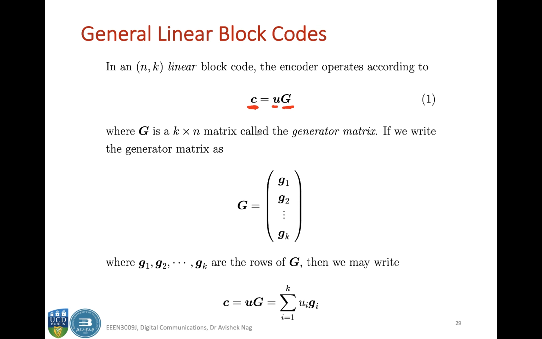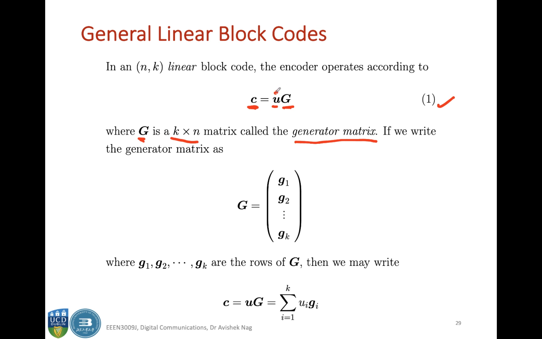So in other words, in an (n, k) linear block code, the encoder operates according to this equation, okay. Where G is a k cross n matrix called the generator matrix. So this k cross n is important.